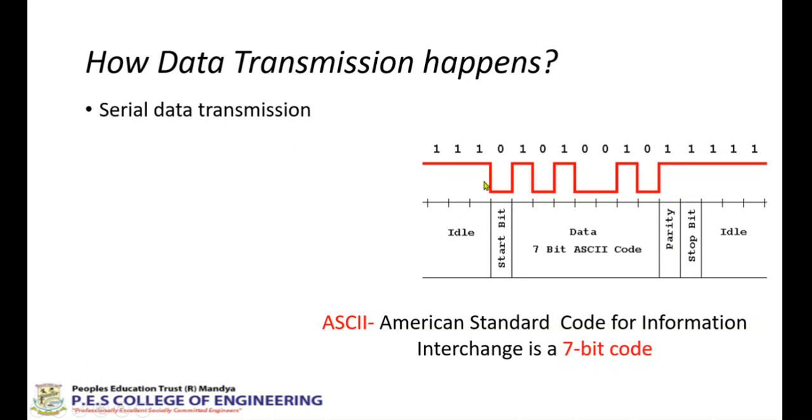Whenever I want to transmit the data, I'll usually place a start bit in my channel, and I'll be transmitting the 8 bits of data, like 7 bits of ASCII code plus one parity bit. Parity bit is basically a bit used to check the error in the transmitted data. And at the end I'll be placing a stop bit. So this is how serial transmission takes place.